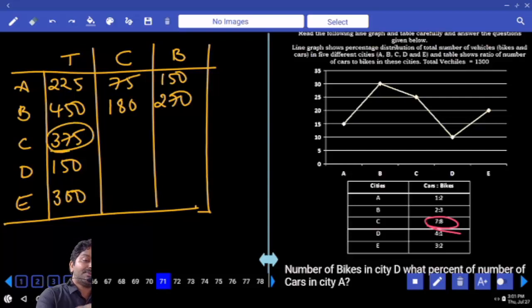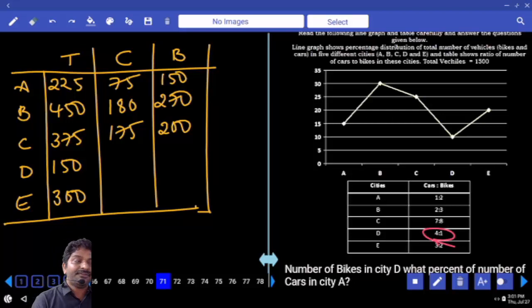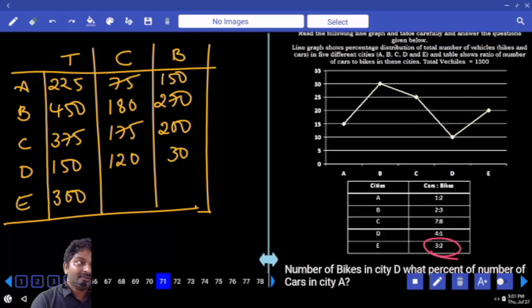15, how many times? 25 times. 825 is easy, right? 200. Then remaining is 175 only. How many parts? 50. 150, right? 1 part 30, 4 parts 120, and then 30. How many parts? 1 part 60, 3 parts, 2 parts.